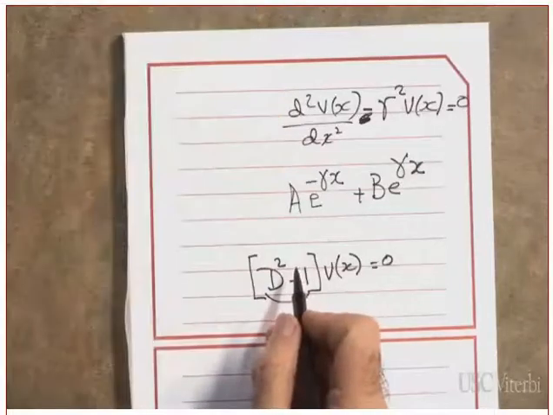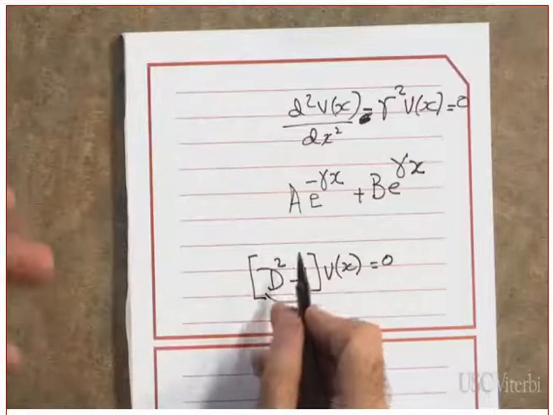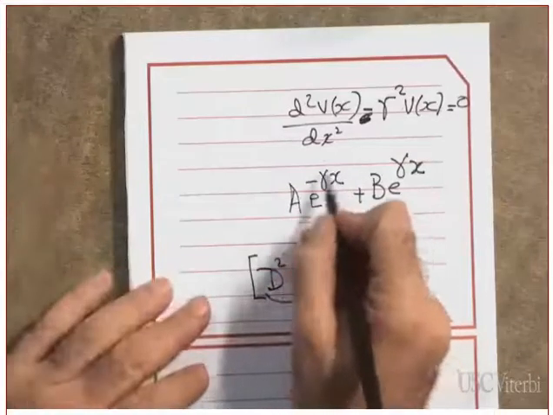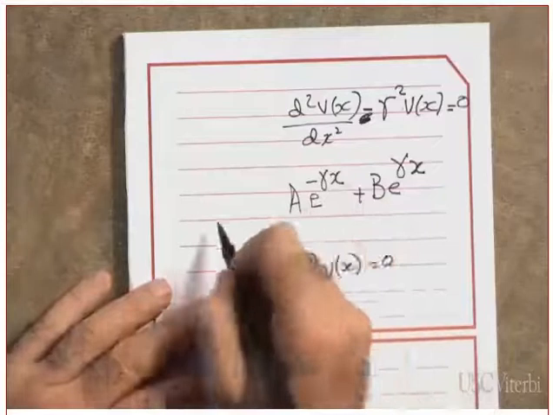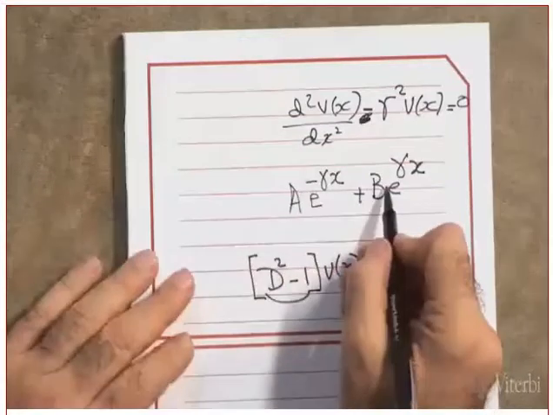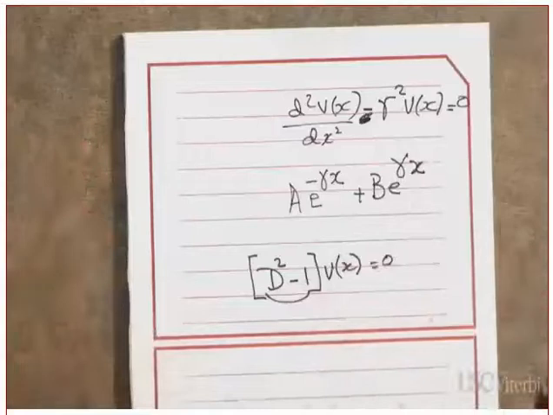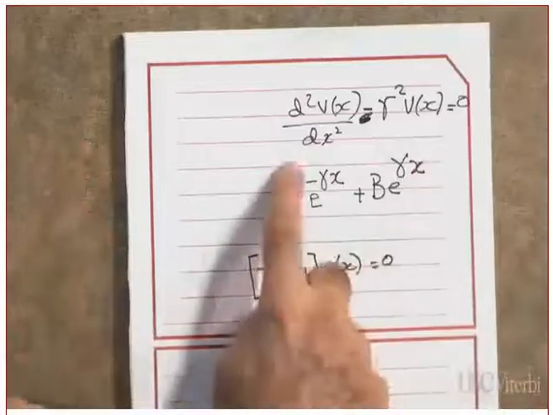Are they real? Are they distinct? Then the roots will be like this. Because if they are repeated roots, this one will be A x times e to the gamma x. But it's real roots, plus or minus 1. This is the solution.